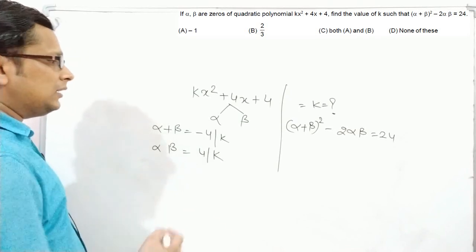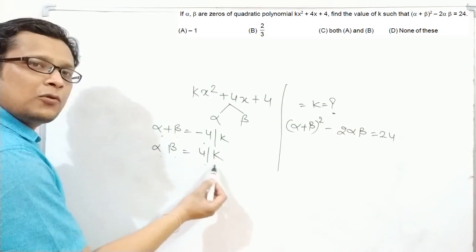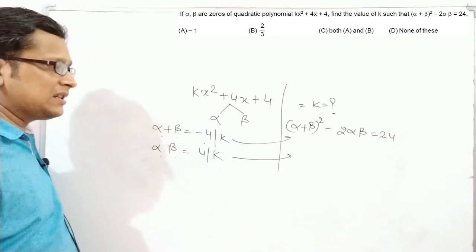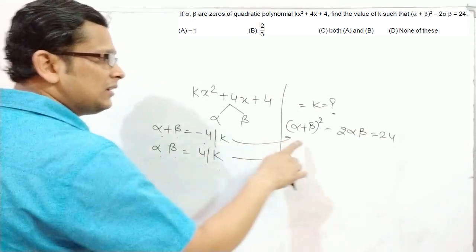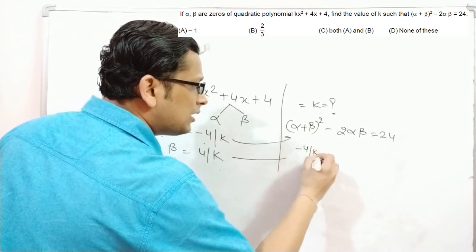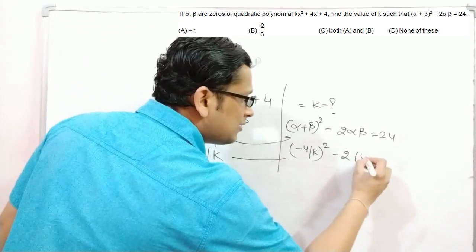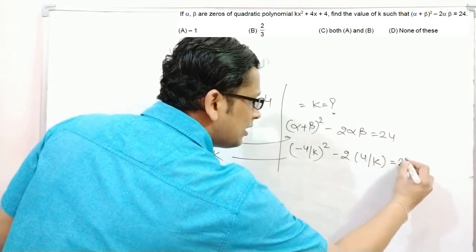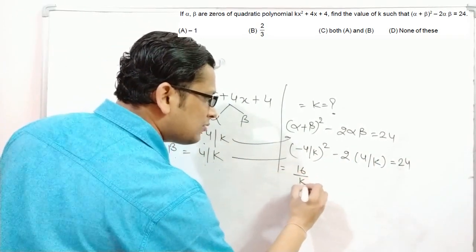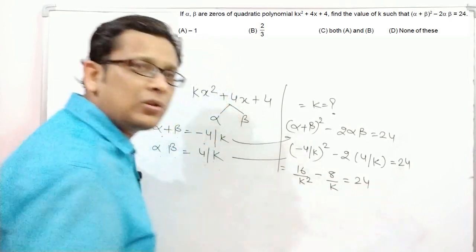So over here we see that alpha plus beta is minus 4 by k and alpha beta is equals to 4 by k. So we have to put the values into the given expression. So we get minus 4 upon k whole square minus 2 alpha beta, which is 4 by k, it means 4 divided by k, is equals to 24. So after taking the common part, we get 16 upon k square minus 8 upon k is equals to 24.